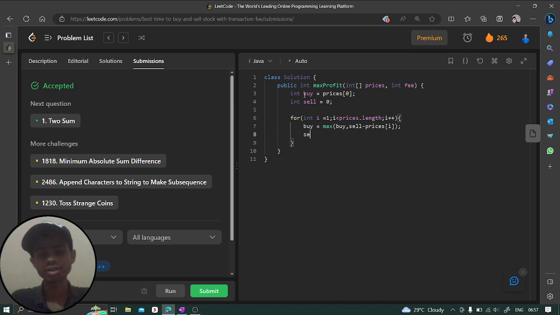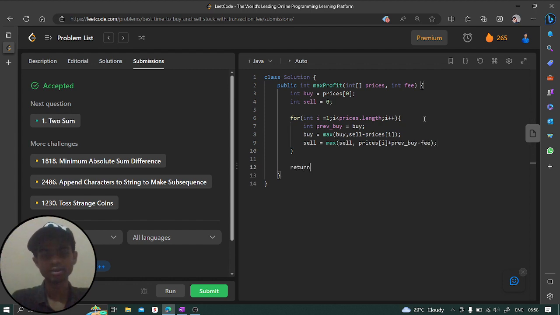After that sell should also get updated, but before that we have to do something. Before updating buy we have to store the previous one. So previous buy is going to be buy, because if we are going to sell it, then we are going to use the previous buy. So we say sell is the maximum of sell, price of i plus previous buy, minus fees, right? Let's return this sell as well.